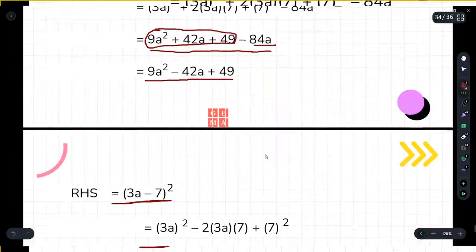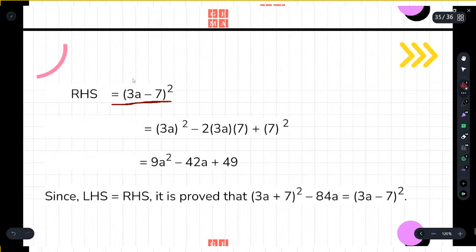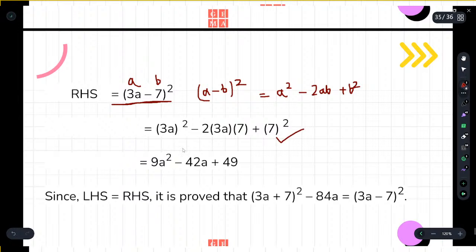So let's do it. Keep 3a as a and 7 as b. (a minus b) whole square, I can write this as a square minus 2ab plus b square. So that's what we have done here, which when I solve, I get this as my final answer.